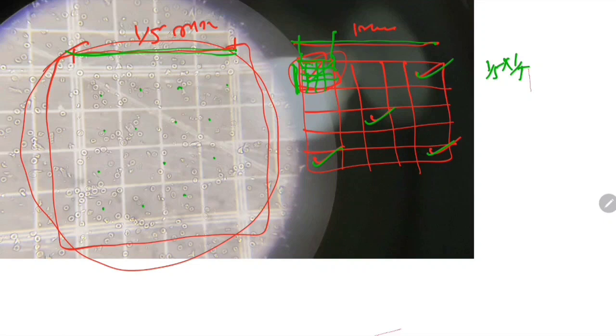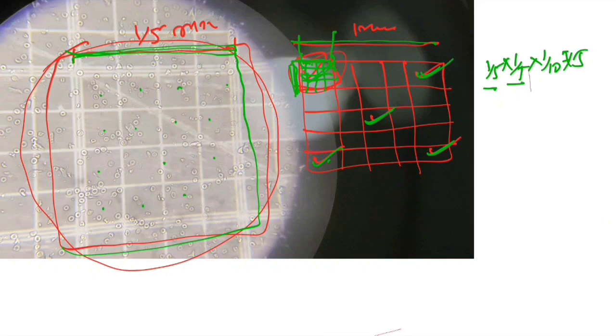And we know that between the cover slip and the slide we have a gap of 1 by 10 millimeter. So volume is length, breadth and height. The length is 1 by 5 millimeter, the breadth is 1 by 5 millimeter, and the height is 1 by 10 millimeter. That will give you the volume of one box: 1 by 5 into 1 by 5 into 1 by 10. We are going to count 1, 2, 3, 4 and 5 boxes, so into 5, and then you will get the total volume of the area we are going to count.